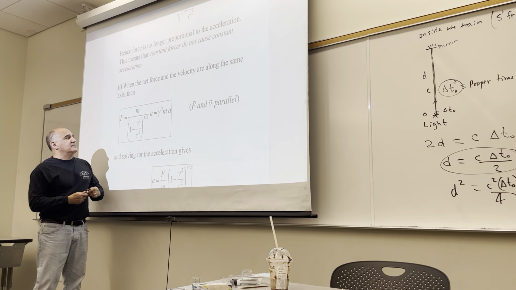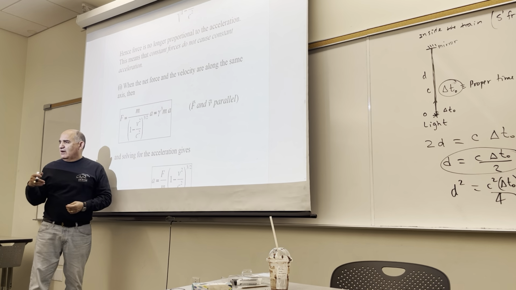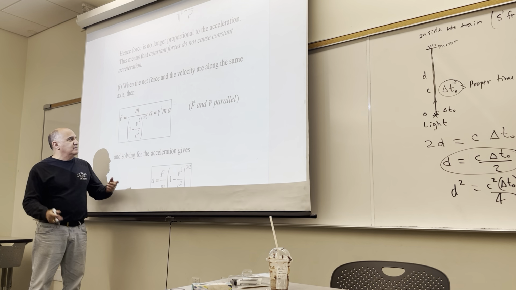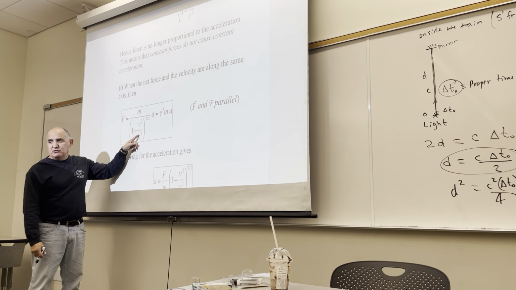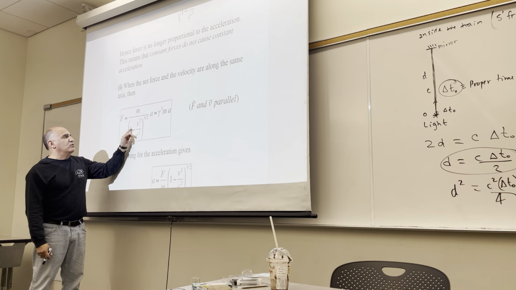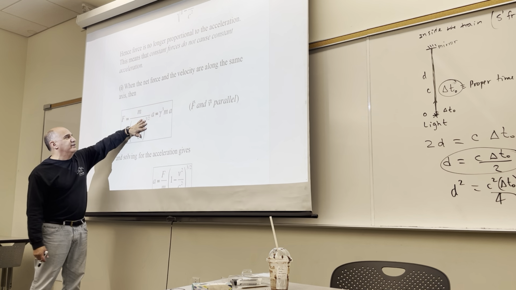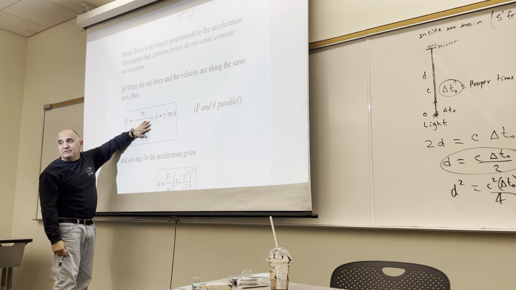Now, notice that if the velocity of the object is very small compared to the speed of light, v over c is very small, and if you square that, it's even smaller. So then this is 0. So 1 minus 0 is 1, and 1 raised to the 3/2 power is just 1, and you just recover F equals ma, which is what Newton wrote down.